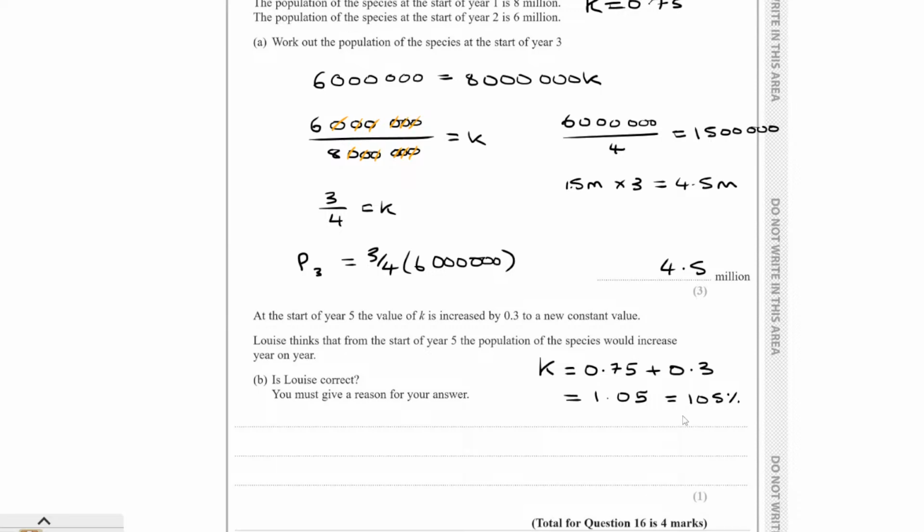If you think about compound interest, effectively this is the same logic. It's increasing by 5%. Is Louise correct? Yes. You can write any kind of reason. It would increase by 5%. You could write k is now 1.05, anything. k is 1.05. That would probably be enough, or the population would increase by 5%. However you want to word it. Again, worded questions don't need to be that much of a complex answer, okay? You don't need to fill out all 3 lines if you don't want to. You could say that it's greater than 100% if you wanted to really spell it out.